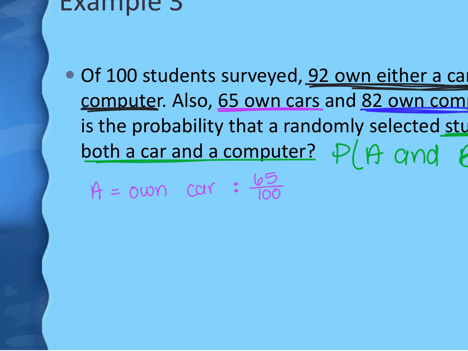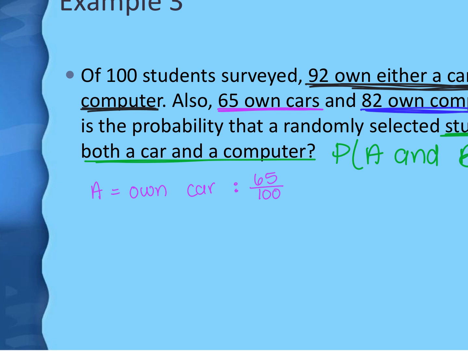Just keep in mind, if it wasn't out of 100 students, it would be out of the total amount. So I think on your homework, there's a question that gives you 90s. You should put it over 90, yes. Why would it not be 92? Because that's for 92, it's either car or computer. I'm just looking at one event specifically. So that's saying this or this. That's combining my two events. That's giving me event A or B because it has the word or.